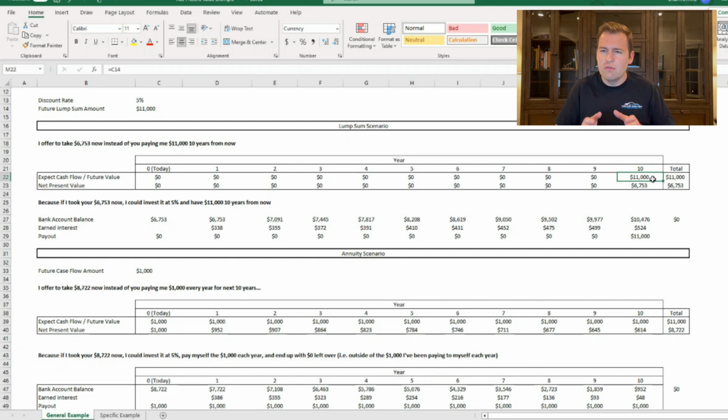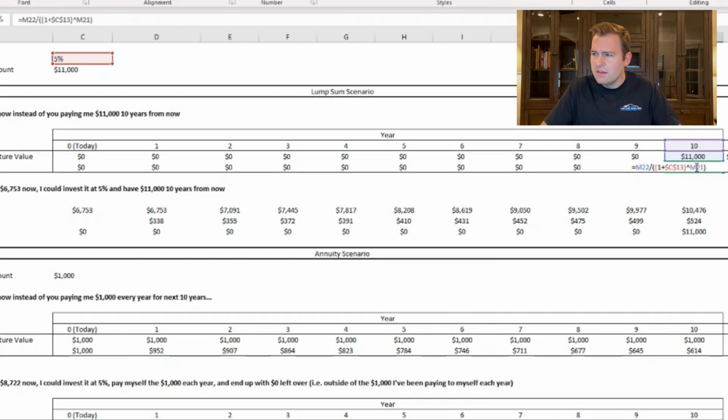Well, the net present value formula is relatively simple, and you can see that if we double click on this cell M23, what we're doing is taking that future cash flow, or any cash flow, $11,000, and we are dividing it by a formula, and that is 1, or think about that as 100%, 1 plus the discount rate, in this case 5%, think about that as 0.05. So 1 plus the discount rate, in this case, would be 1.05. If our discount rate was 10%, that would be 1.1. 1 plus the discount rate.